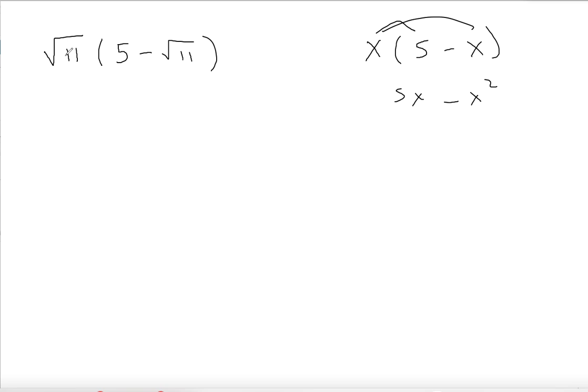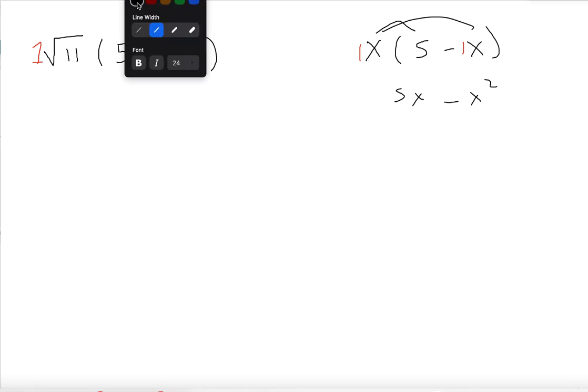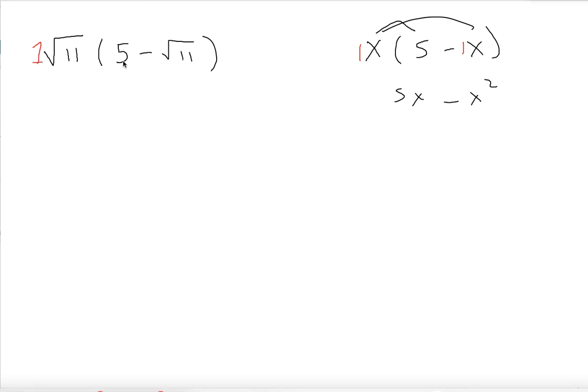So here we're going to go root 11 times 5. One thing to be aware of is this invisible 1, and it's the same invisible 1 that lives in front of those x's. We're going 1 times 5 to get 5x. So here we're going 1 times 5 to get 5 root 11.